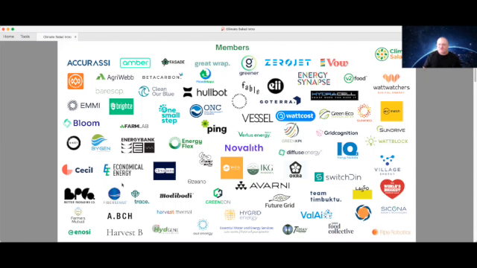So lots of different companies, lots of different areas. I say the four broad categories are transportation, agri-food, energy, and the circular economy, looking at recycling and the circular economy.